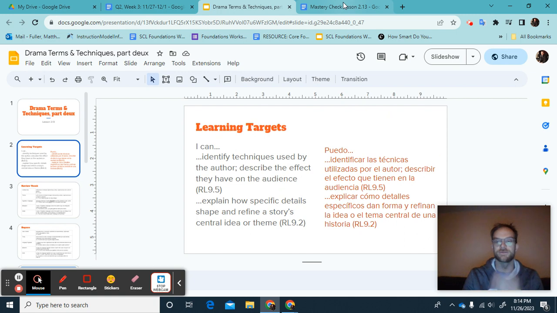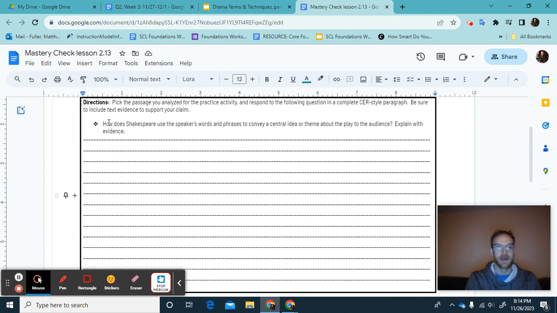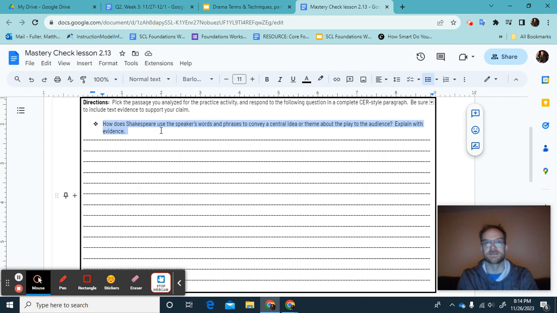Our mastery check for this lesson today is asking us, how does Shakespeare use the speaker's words and phrases to convey a central idea or a theme about the play to an audience? Explain with text evidence. So in other words, when a character gives a speech, how does Shakespeare, our author, use specific words and specific phrases to give us clues or hints about what the overall message or theme or idea of the play is? And so we're going to talk about how to do that today, and you're going to get a chance to analyze a scene from Romeo and Juliet yourself.